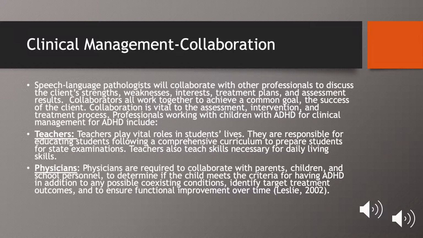Physicians, parents, and SLPs collaborate together. They may not meet face-to-face, but this can be done over the phone or through email, or the SLP may be asked to pay a visit for a clinical discussion about what's best for the student.